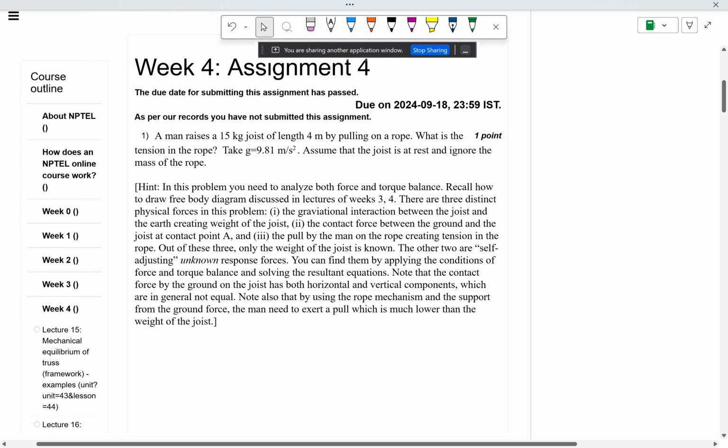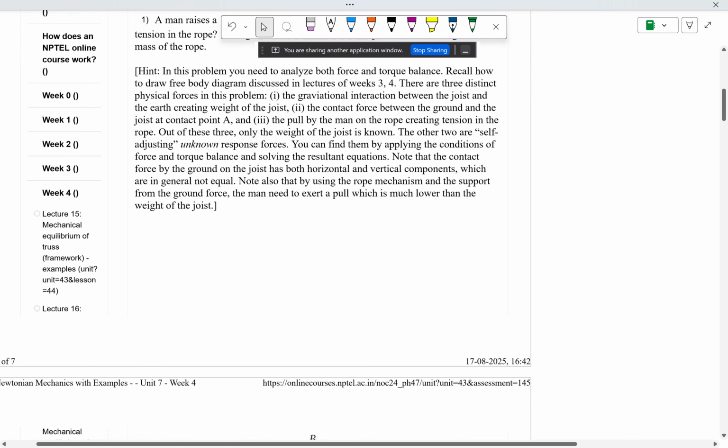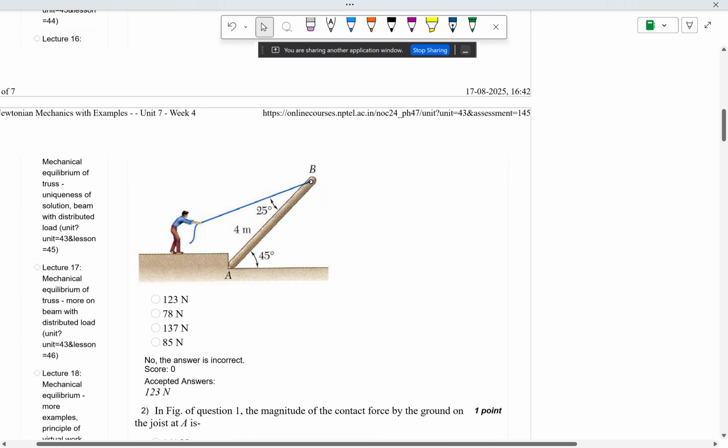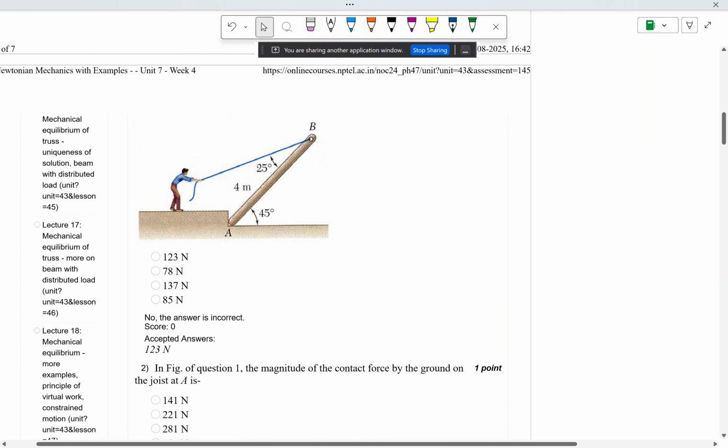So let's get started with the first question: a man raises a 15 kg joist of length 4 meter by pulling on a rope. There is a diagram also below that you can see for the purpose of demonstrating what the question is to you. I think the diagram is much more helpful.